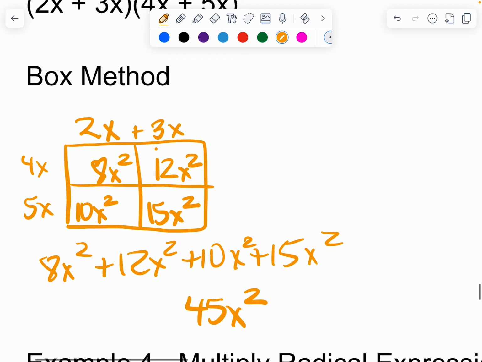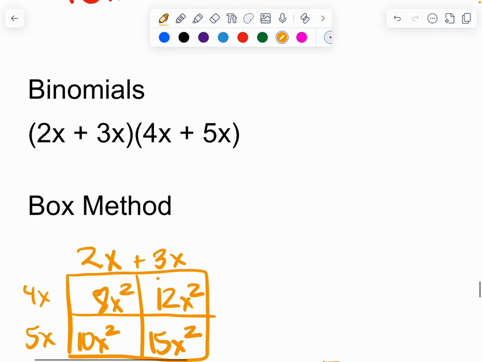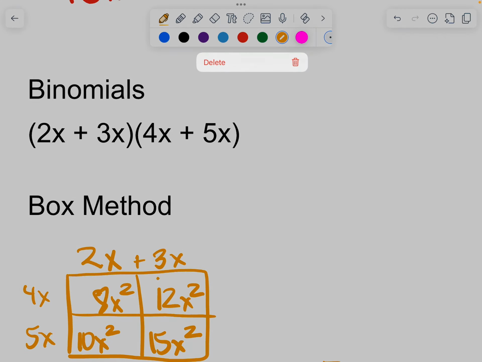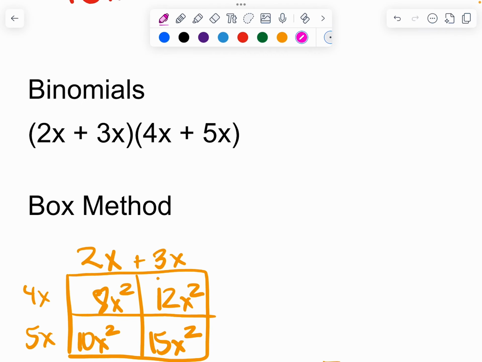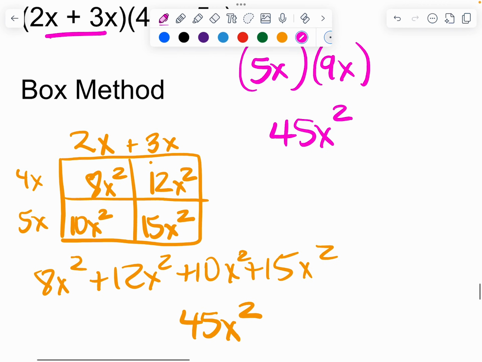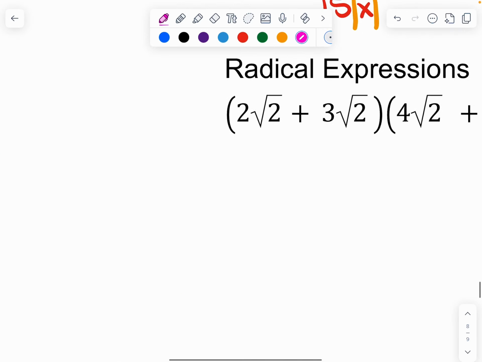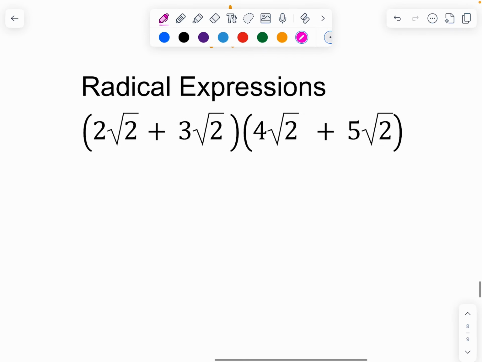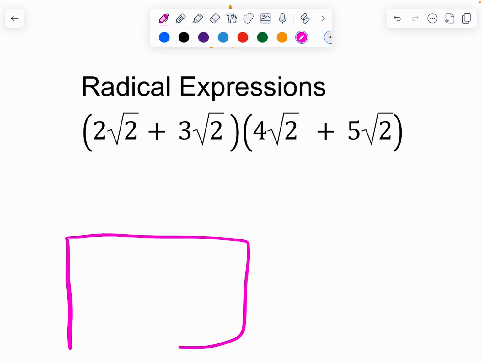Now, why they had us do it this way, I don't know, but couldn't you, seriously, just simplify in here and get 5x? Simplify in here and get 9x? And that would get you 45x squared. Not sure why we had to do it that way. I'm going to do both ways. I'll do the box method first, and then I'll do it the other way.